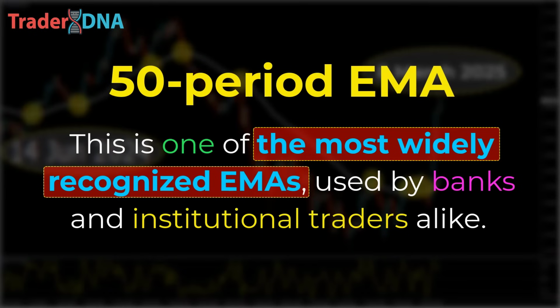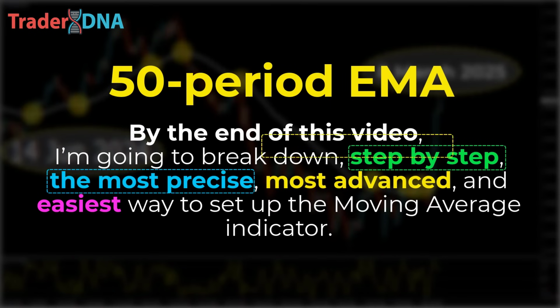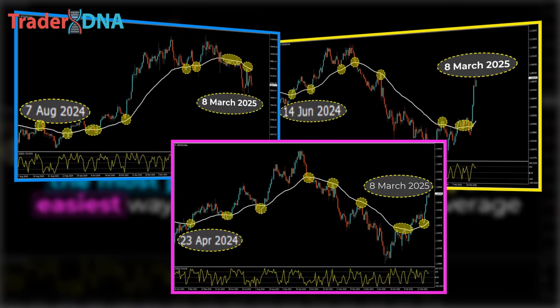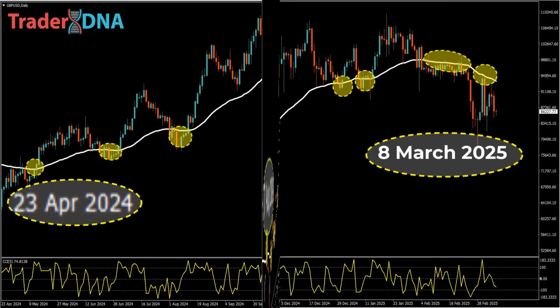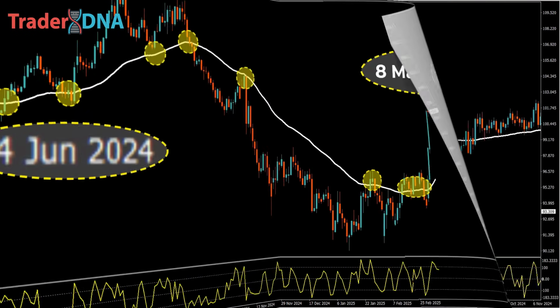And here's the best part. By the end of this video, I'm going to break down step by step the most precise, most advanced and easiest way to set up the moving average indicator so you can use it to its full potential. This is the ultimate method and I'm revealing it exclusively to you. But first, let's dive into this powerful strategy because this is the backbone of our entire trading approach. Master this and you'll have a rock-solid foundation for everything that follows.